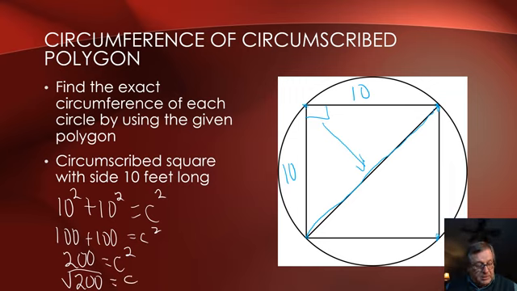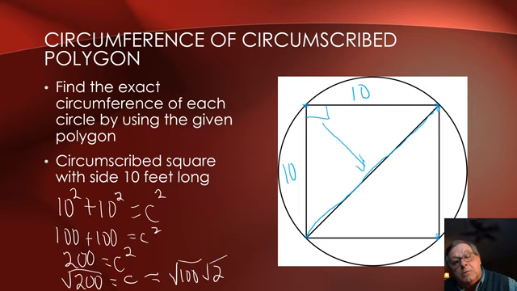And now I'm ready to find my circumference, pi times d. But before I do, I want to think about the square root of 200. Is there a perfect square I can pull out of there? Well, 100 times 2 is 200. So c could also equal the square root of 100 times the square root of 2. That would be the square root of 200. And the square root of 100 is 10. So that equals 10 square root of 2.